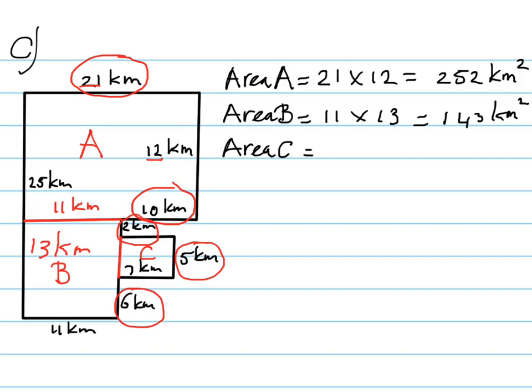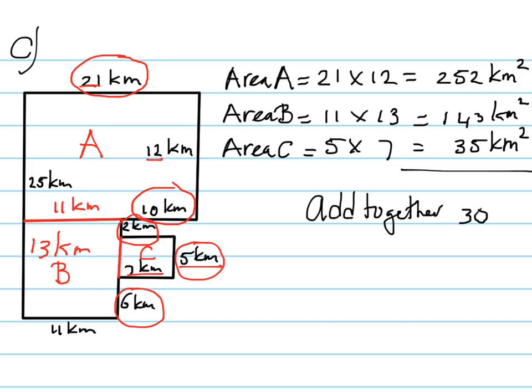Now luckily area C is quite easy again because we just multiply the length, which is 7 kilometers, and the width, which is 5 kilometers. 5 times 7 is 35 square kilometers. Add them all together again and we get the total area, which is 430 square kilometers.